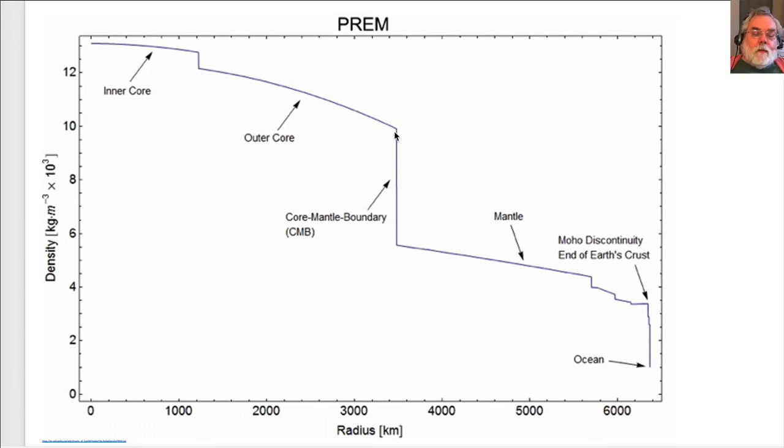And as we move deeper in the core, the pressure compresses the core more and more, and the density increases until we get to the center of the Earth. The density of iron at Earth's surface is about 8,000 kilograms per cubic meter, about this level. It is compressed in the Earth's core.